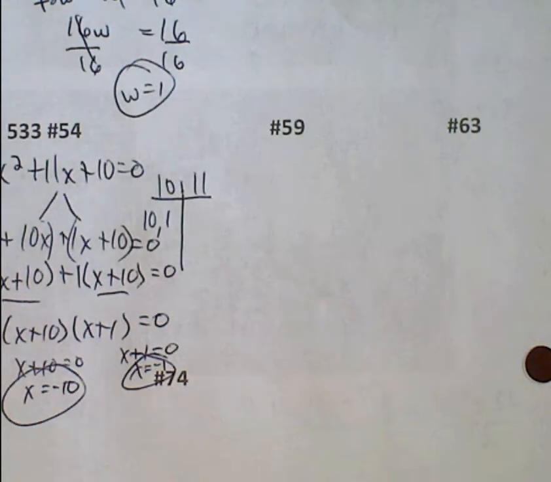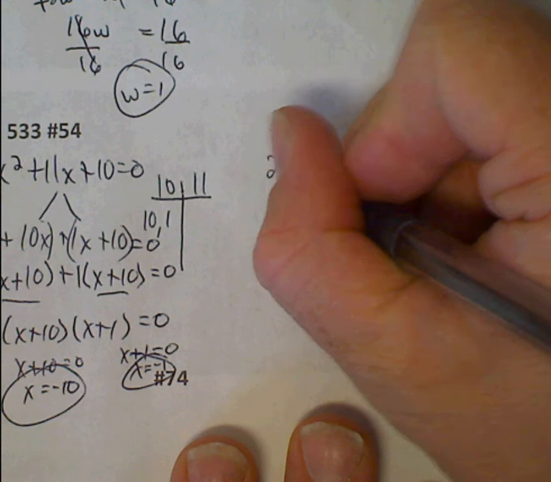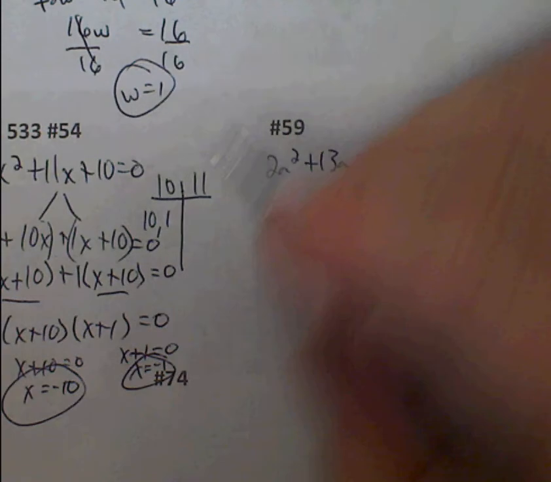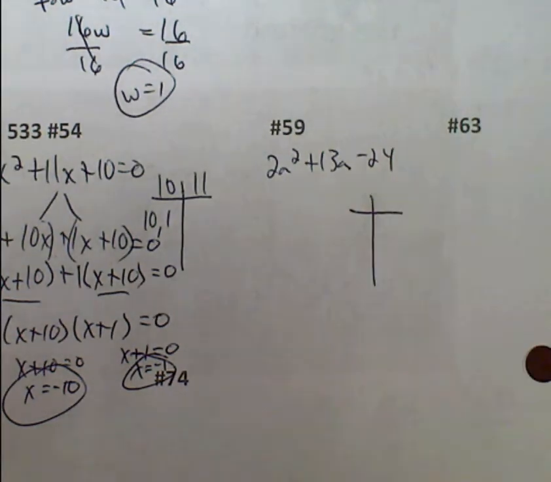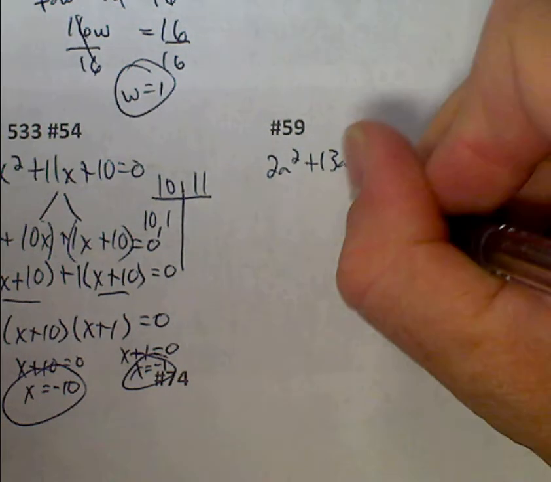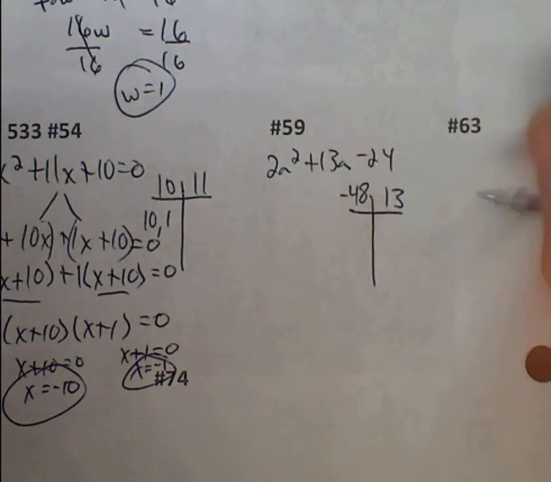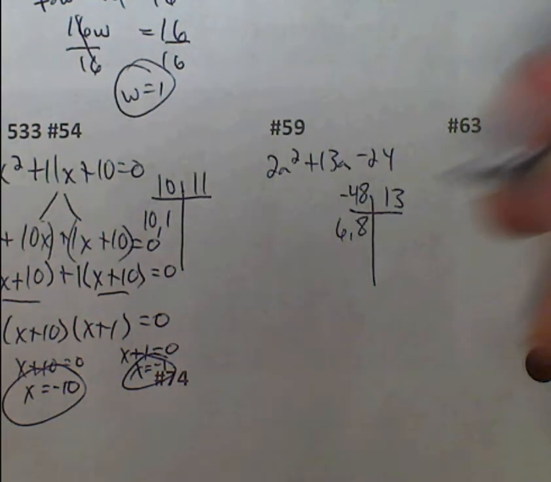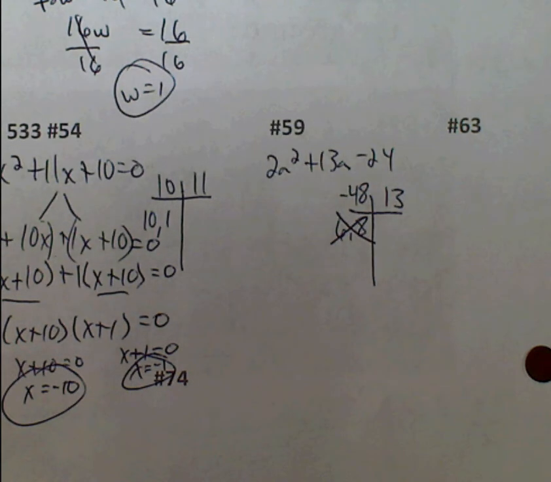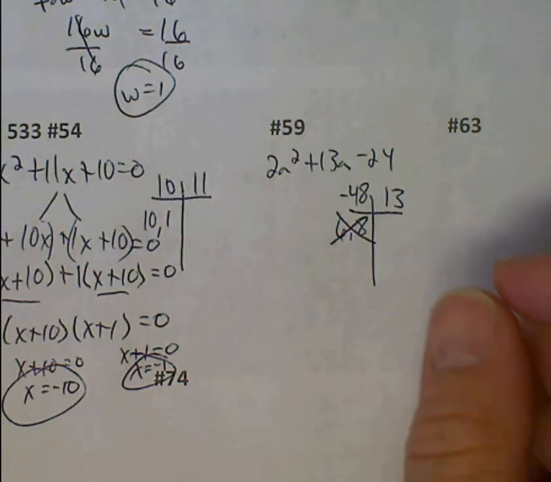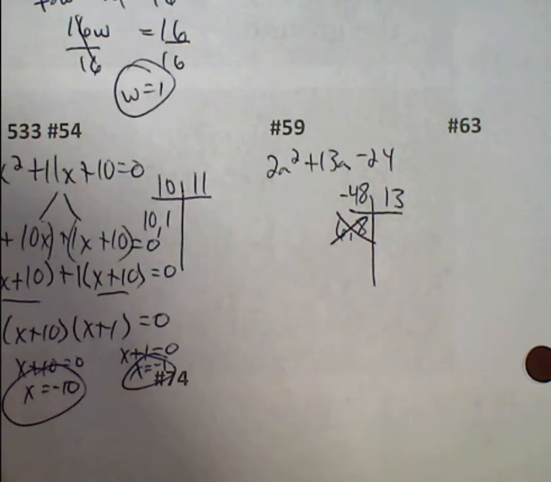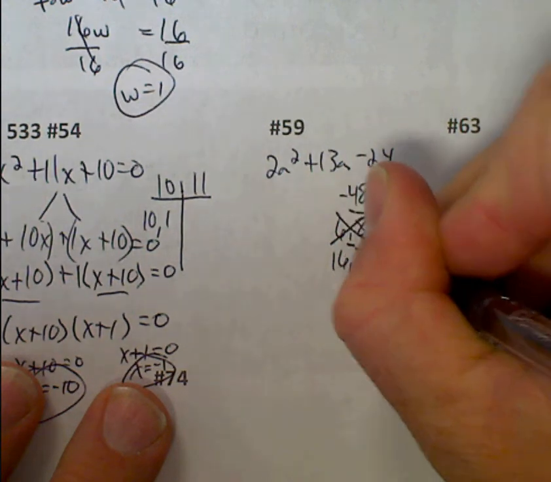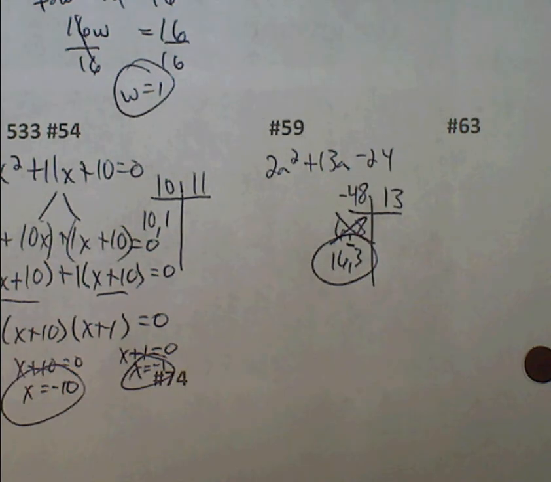Number 59. 2a squared plus 13a minus 24. I cannot take anything out. Trinomial, so I can do a t-chart. 2 times negative 24 is negative 48. Middle term, 13. I could do 6 and 8, but 6 and 8 will not give me 13. I can do, let's see, 48 divided by 3 gives me 16 and 3. So I can put the 3 as my negative. So now I found it.